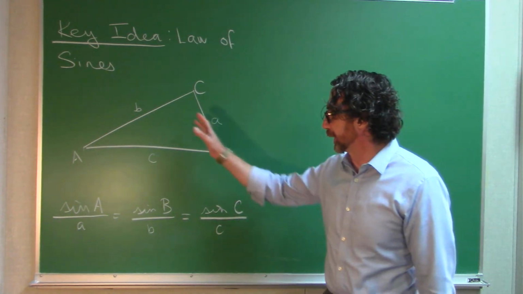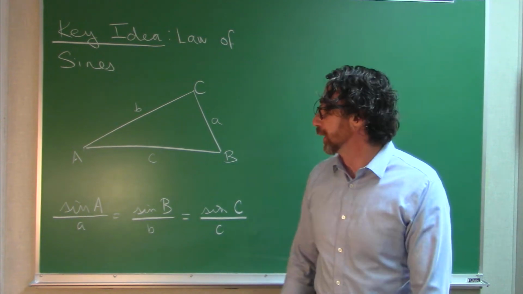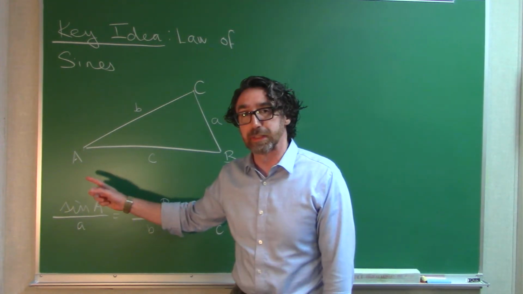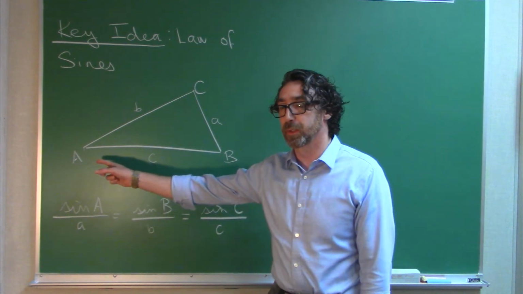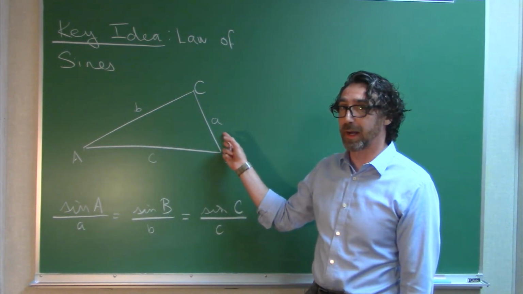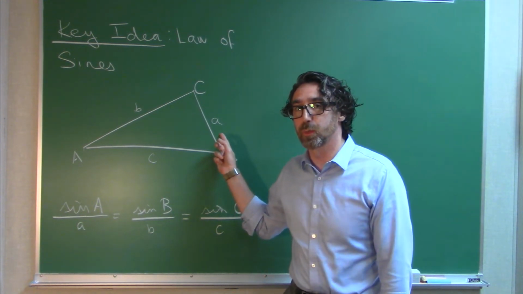Now here I've got a triangle. Notice it's not a right triangle. And I'm following our labeling convention. The angles are indicated with capital letters, and the side opposite that angle is labeled with the corresponding lowercase letters.